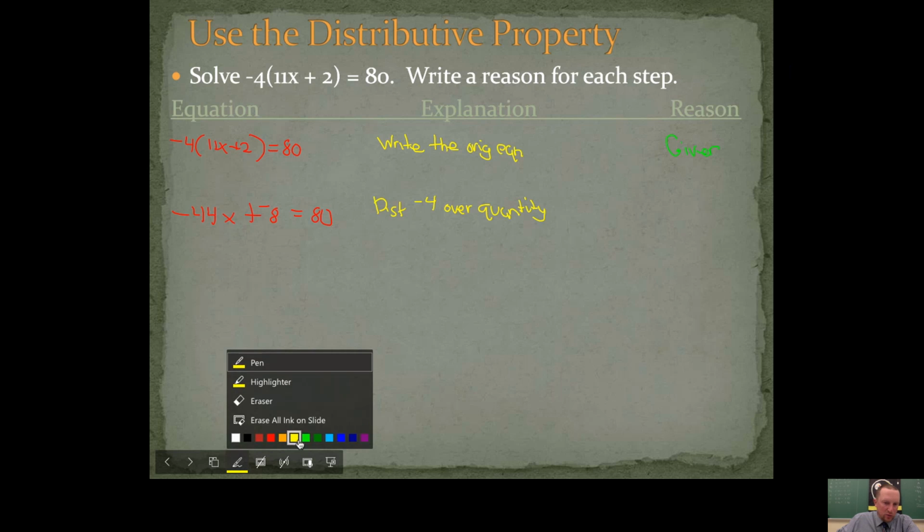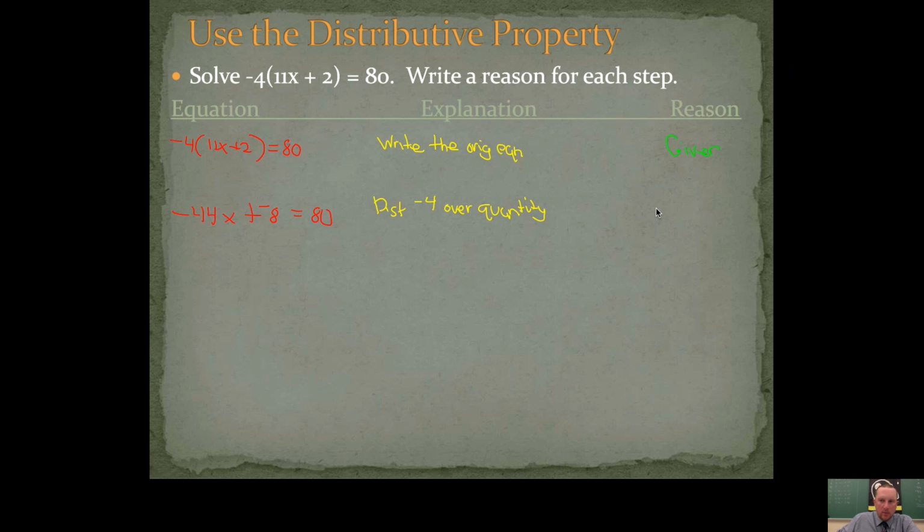Now, what's the actual reason? This explains what we did. The actual property that we used was the distribution property of equality. So this is our step 1. That's what we were given. Step 2 is we do one thing to get closer to solving for x. We're going to explain what we did in words. This helps us identify the actual reason.